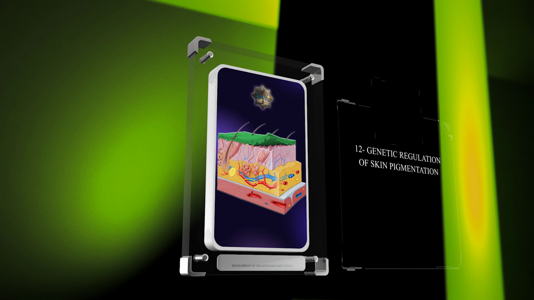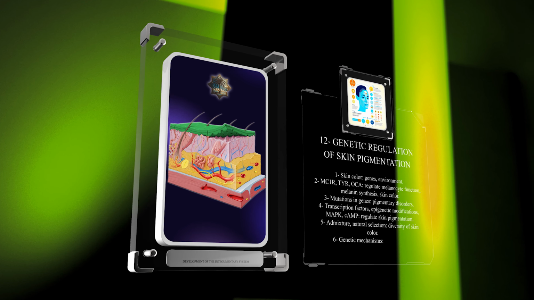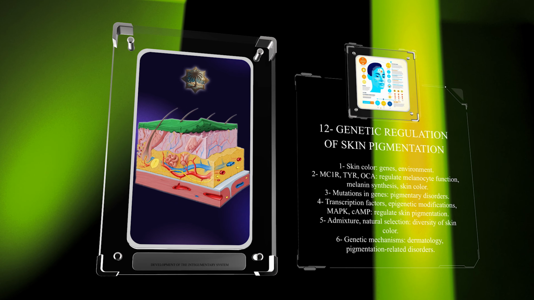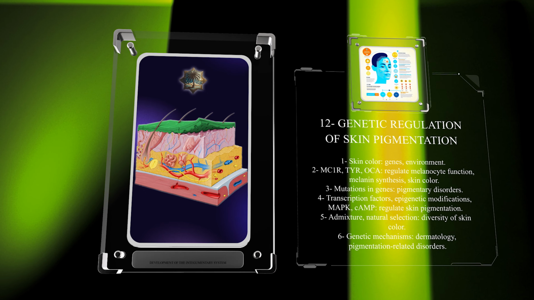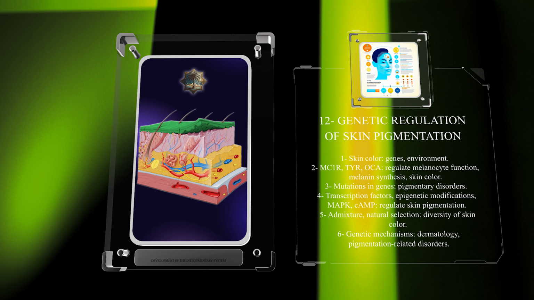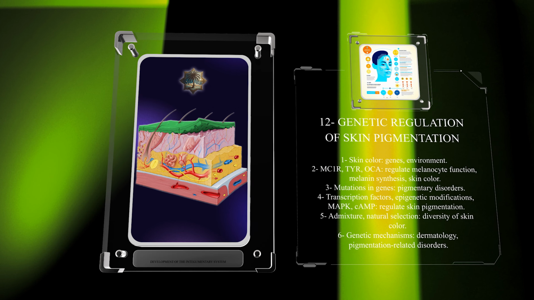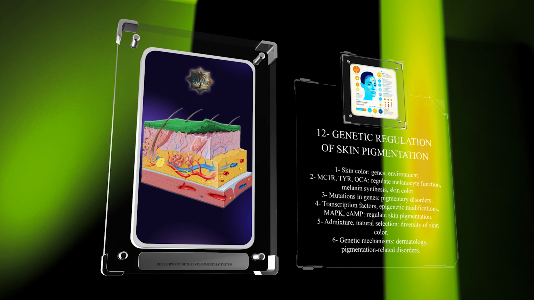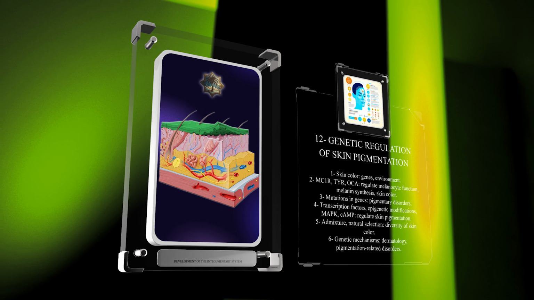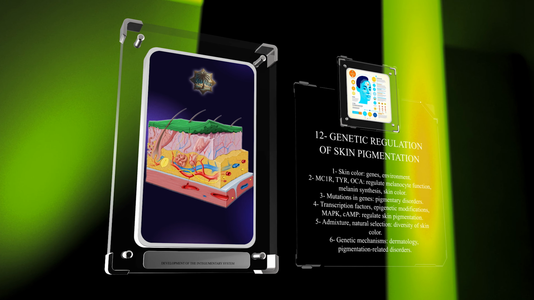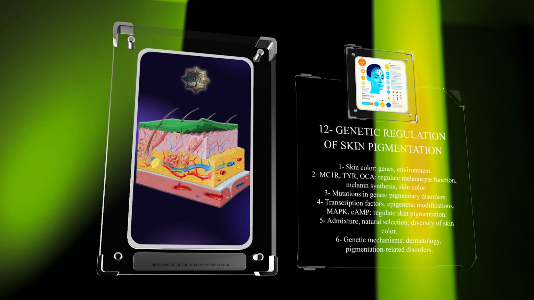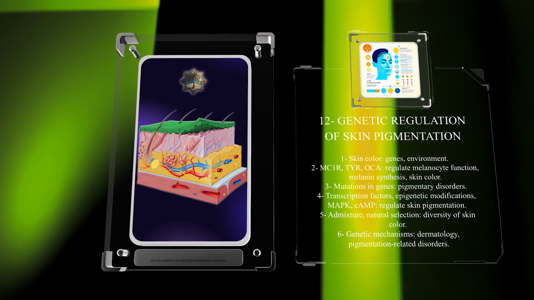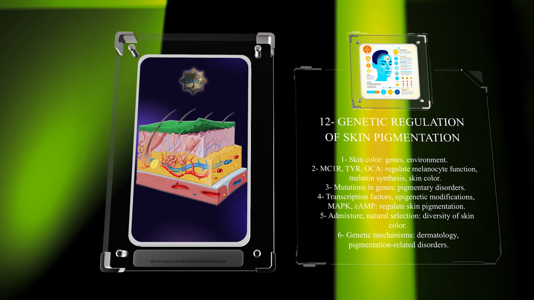The color of our skin is determined by a combination of our genes and the environment. Key genes, such as MC1R, TYR, and OCA, regulate melanocyte function and melanin synthesis, which are responsible for skin color. Mutations in these genes can cause pigmentary disorders. Transcription factors, epigenetic modifications, and signaling pathways like MAPK and cAMP are involved in regulating skin pigmentation. Admixture and natural selection also contribute to the diversity of skin color in different populations. Understanding these genetic mechanisms is important for dermatology and treating pigmentation-related disorders.